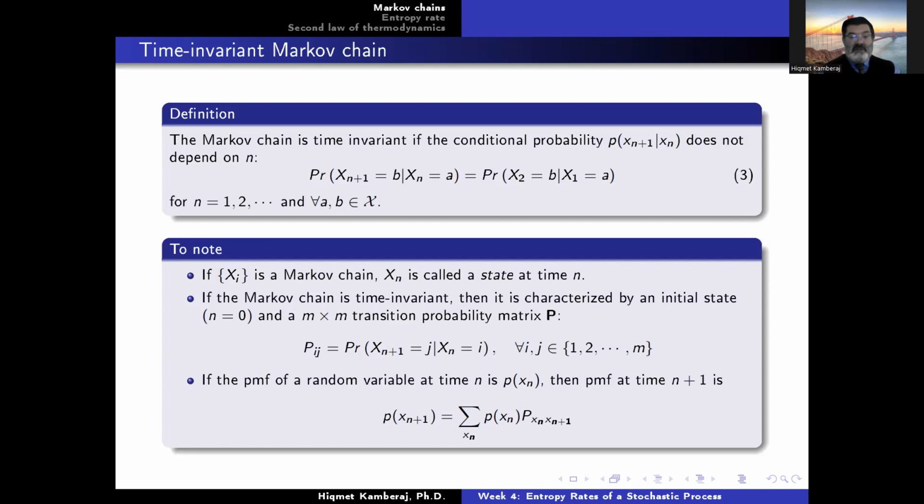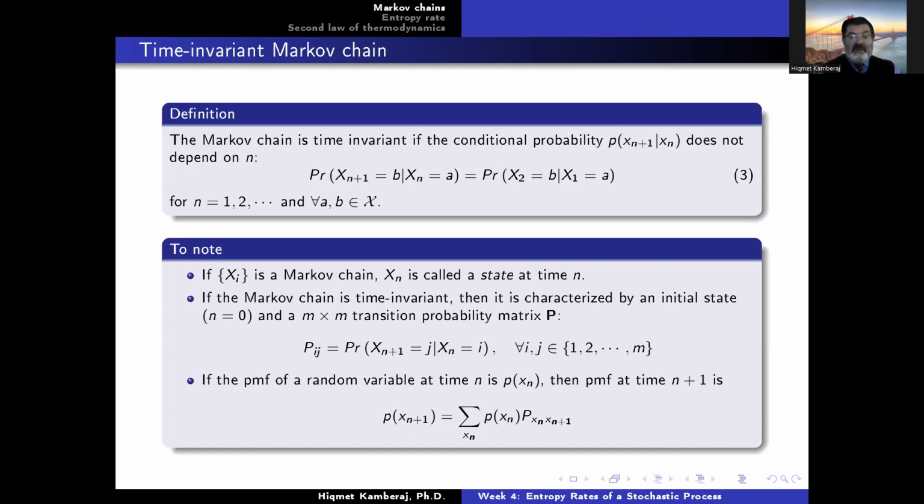From that definition, to note is that if Xi is a Markov chain, then Xn is called the state at time n. If the Markov chain is time invariant, then it is characterized by an initial state, let's say at n equal to 0, and the m times m transition probability matrix, which is such that P of i, j is equal to the probability that Xn plus 1 is equal to j, given that Xn is equal to i. And this is for every i and j from the set 1, 2 up to m.